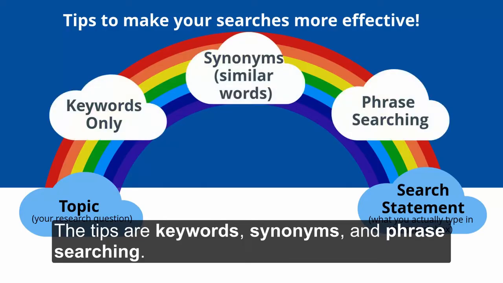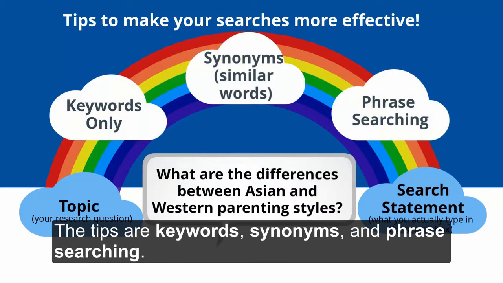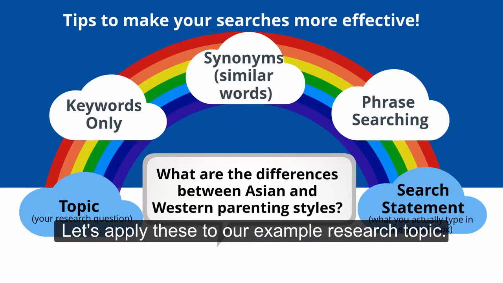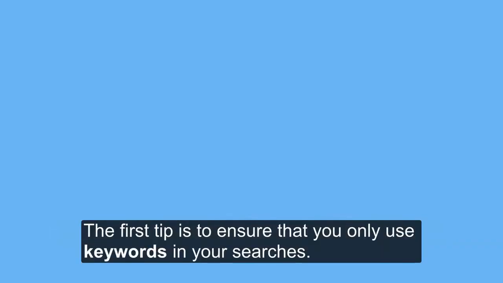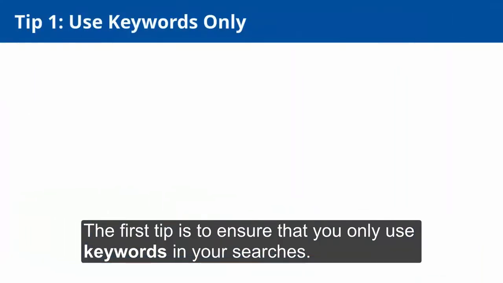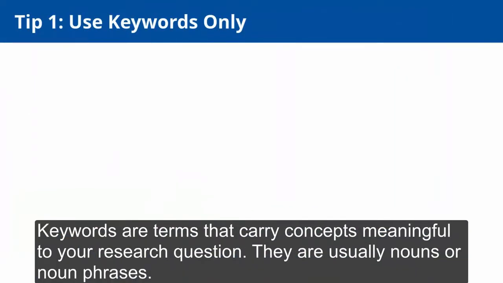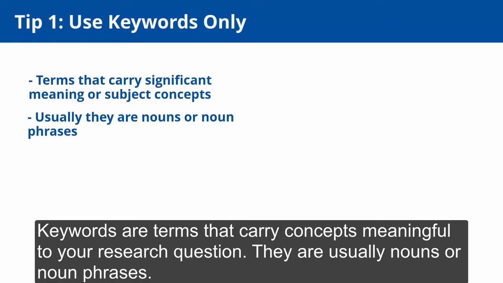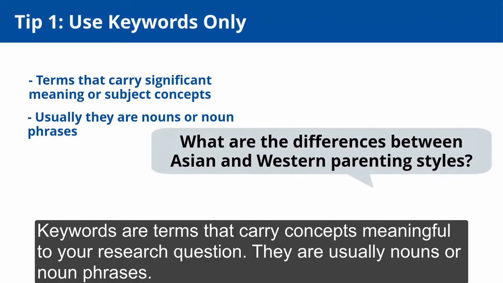The tips are keywords, synonyms, and phrase searching. Let's apply these to our example research topic. The first tip is to ensure that you only use keywords in your searches. Keywords are terms that carry concepts meaningful to your research question. They're usually nouns or noun phrases.